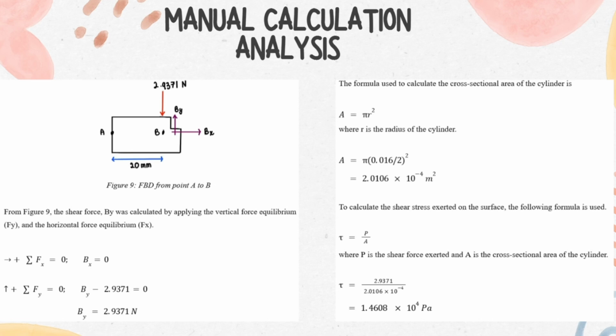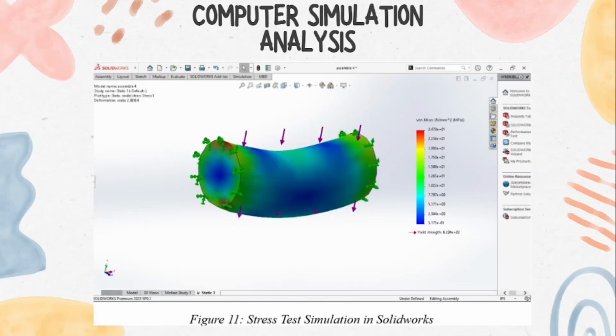And then we have to calculate the shear force exerted on the surface by using the formula tau, or shear stress, equals P over A. P is the shear force exerted and A is the cross-sectional area of the cylinder. Now we got the shear stress equal to 1.4608 times 10 to the 4 Pascal. So here we are now for the computer simulation analysis.